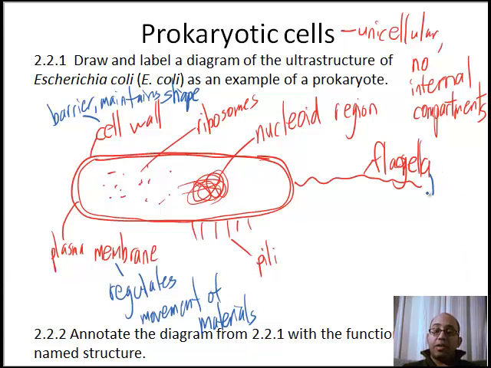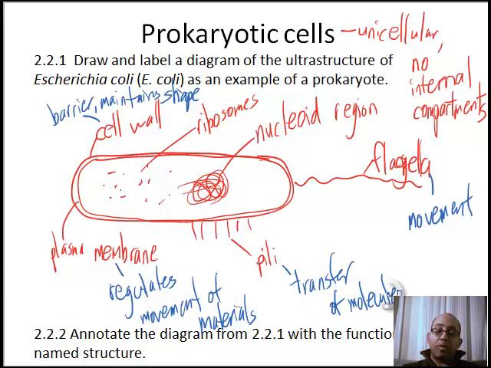The flagella is involved in movement of the prokaryote, and the pili is involved in transfer of molecules from one prokaryote to another. In fact, prokaryotes could undergo sexual reproduction through the use of these pili.